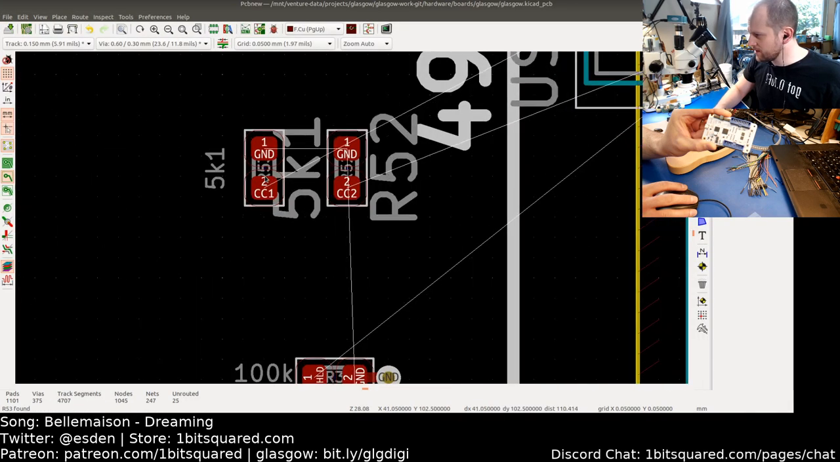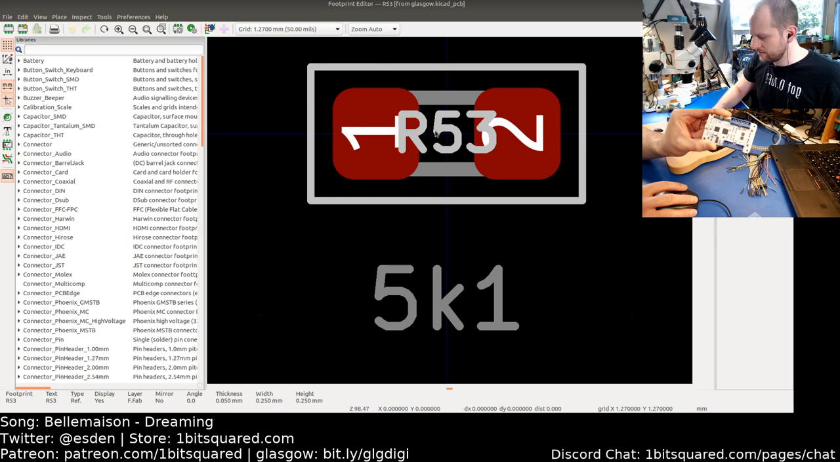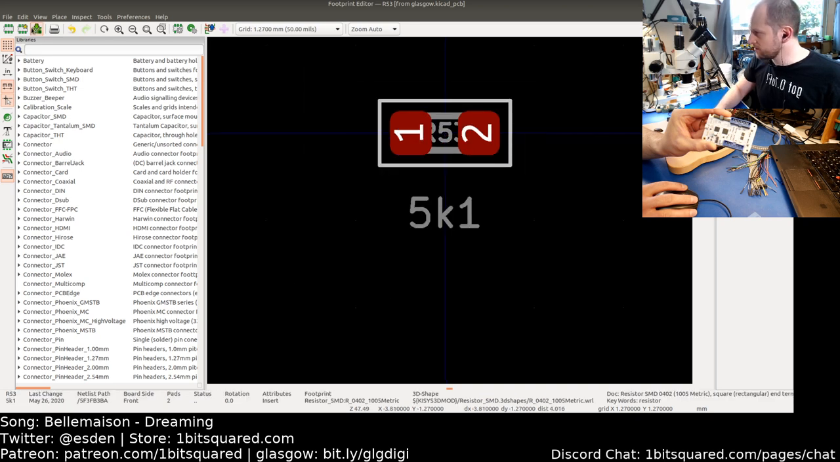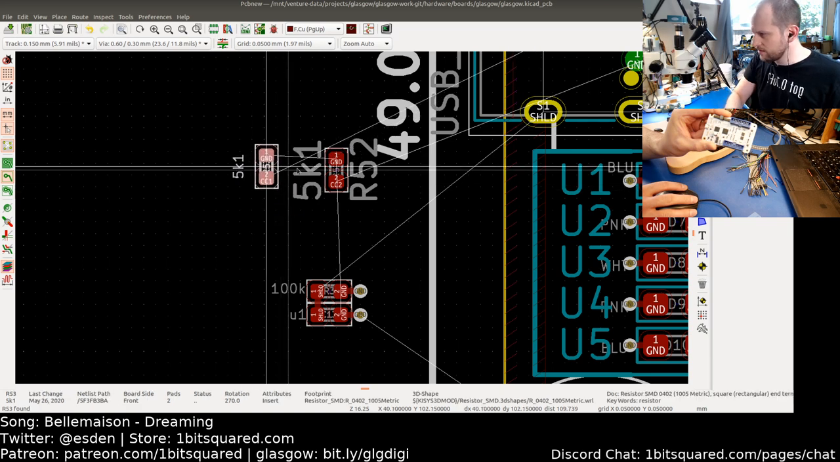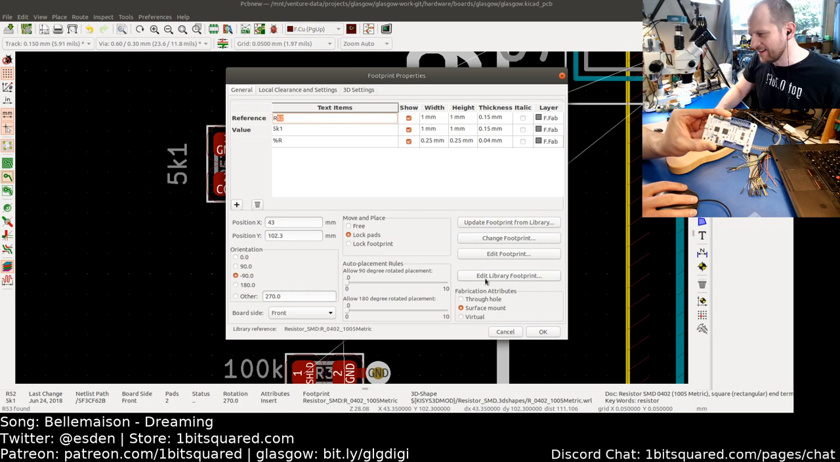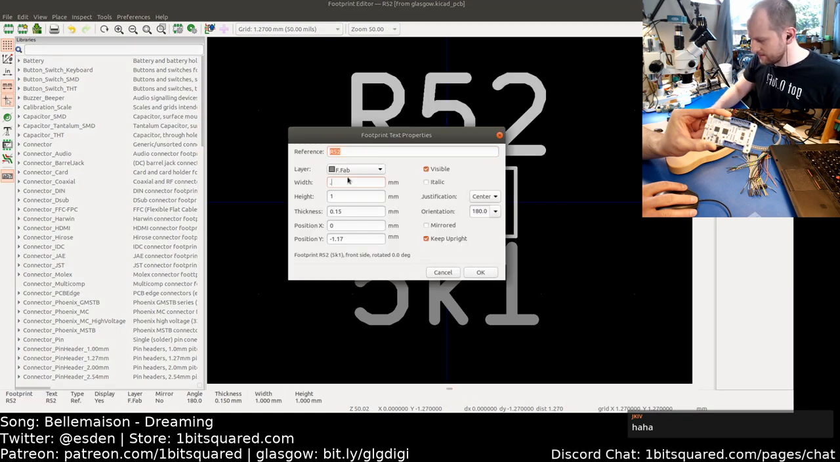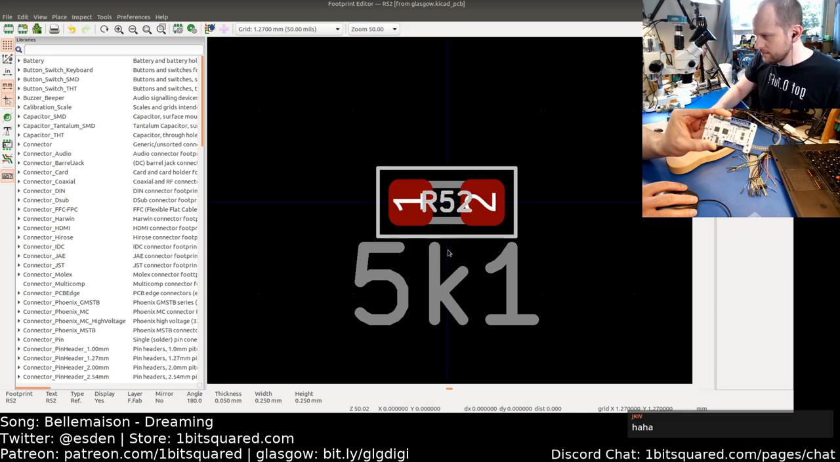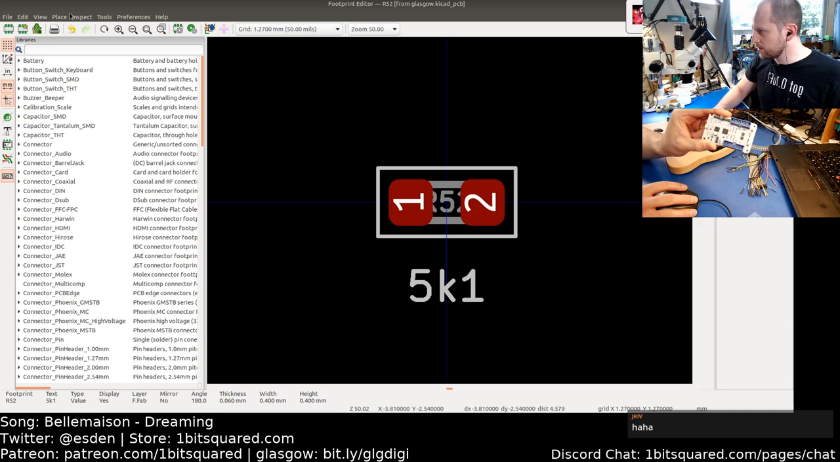I thought I changed this. What's going on here? Did I not load it into the PCB? That's weird. Why is this not? Oh, it is moved. Oh, because this is from the other footprint. Oh, I'm so dumb. Okay. All right. 0.406. And then save, done. Good.